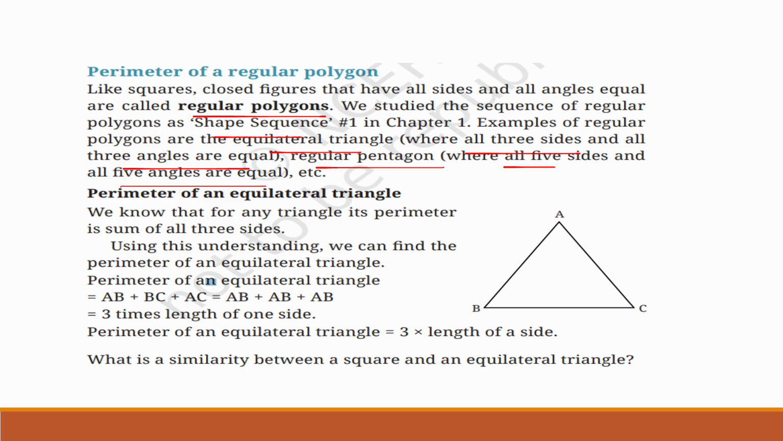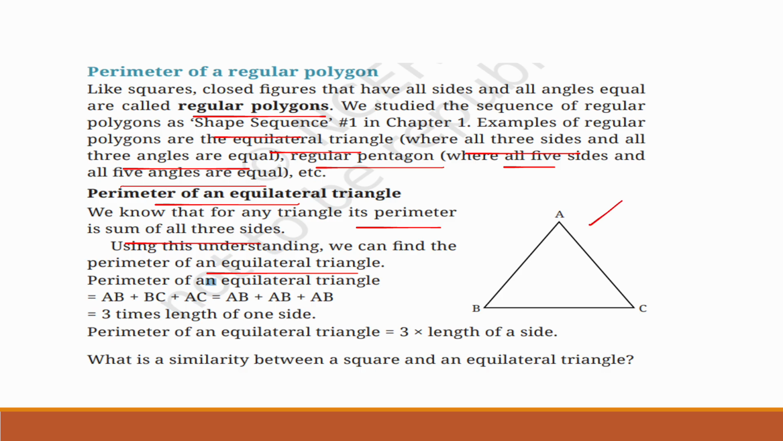Next one, perimeter of an equilateral triangle. We know that for any triangle, its perimeter is the sum of all three sides. So, what is the perimeter of a triangle? It is the sum of all three sides. Using this understanding, we can find the perimeter of an equilateral triangle.